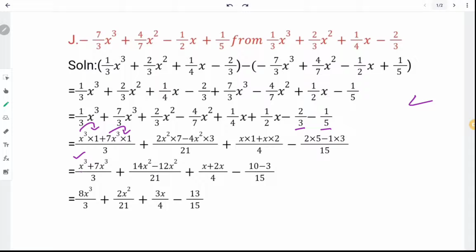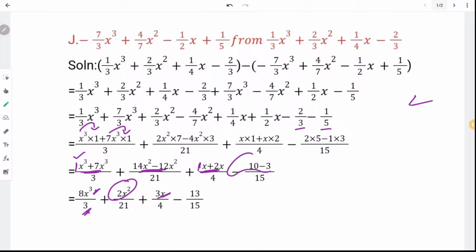So if you look here, you can see that they are both plus, right? Remember, 1 is here. Okay, 1x cube plus 7x cube, we're going to get 8x cube, and then divide by 3. Here if you look, 1 is plus, the other is minus, but plus is greater, right? 14 is greater than minus 12, so 14 minus 12 will leave us with 2x square. If you look at this, they're both plus, so remember 1 is here again, so 2 plus 1 is 3, and we're going to get 3x by 4.